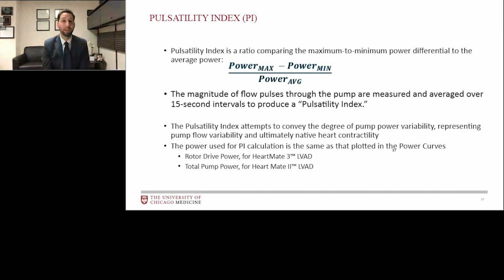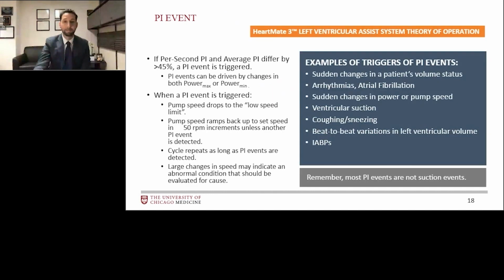The power that is used in the PI calculation, again, is the same power that I just defined in the previous slides. It's the rotor drive power for the HeartMate 3, power for the HeartMate 2. A PI event occurs any time the per second PI differs from that average PI that I just defined, that 15-second running average, by more than 45%.